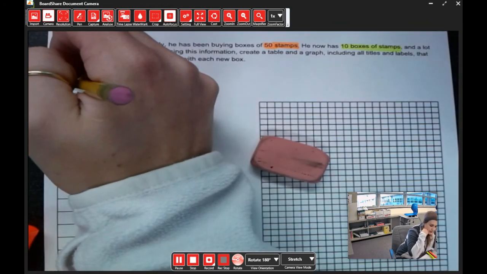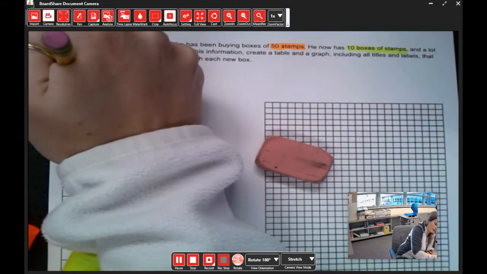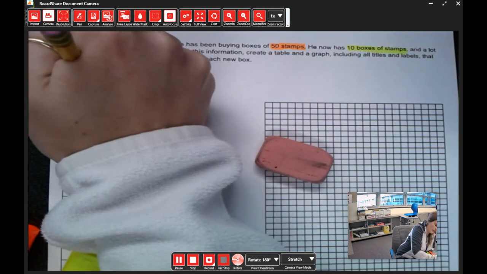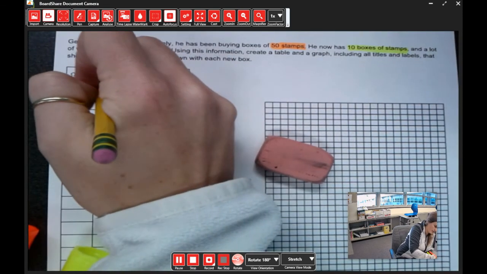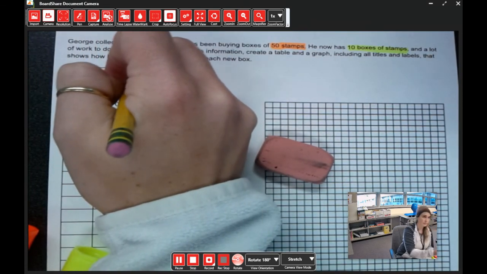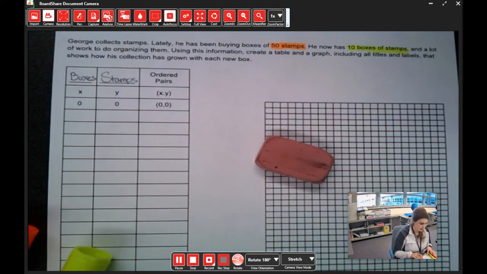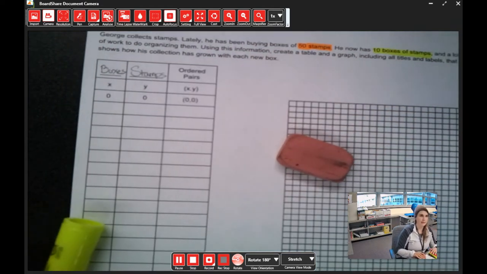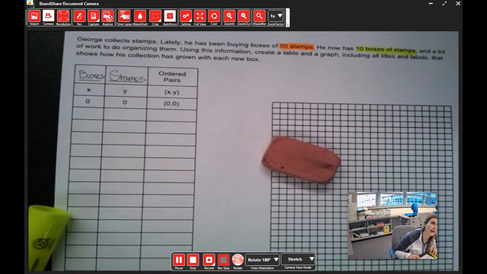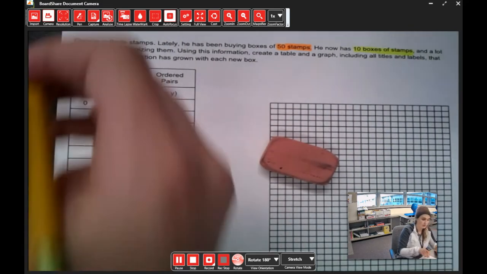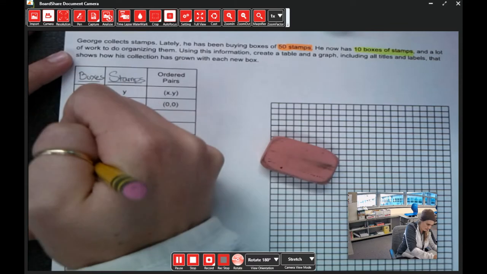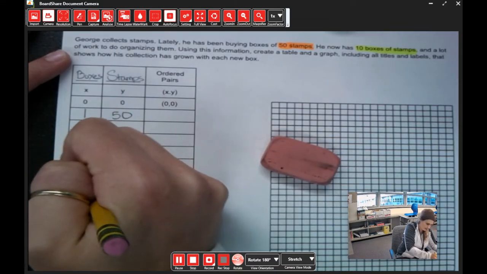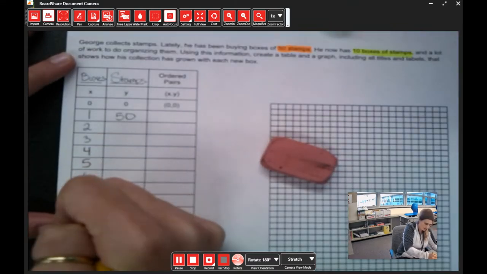I want my smaller numbers to be on my x-axis, so I'm going to make this the number of boxes, and I want this to then be stamps. There are a lot of rows here. I'm not going to need all of them, I don't think. It says he only has 10 boxes total, so I'll stop after that. But one box, he has 50 stamps. 2, 3, 4, 5, 6, 7, 8, 9, and 10, so I don't need this.